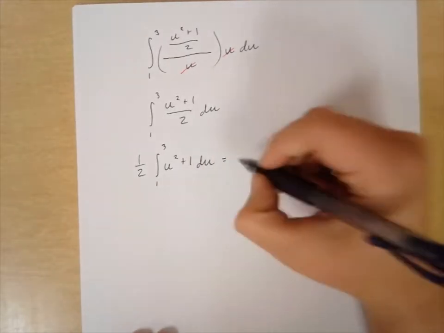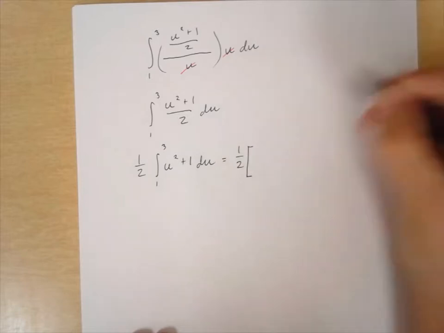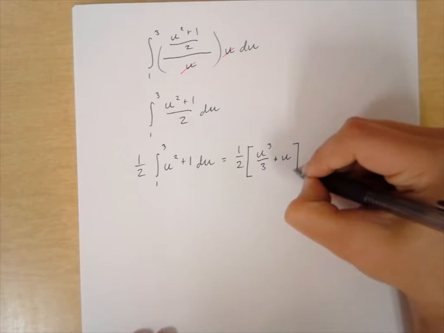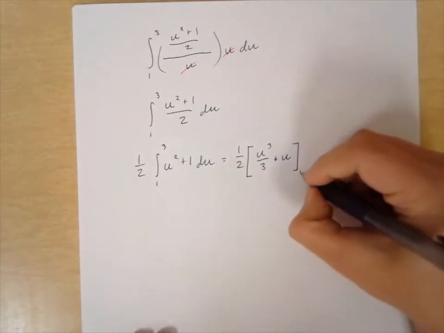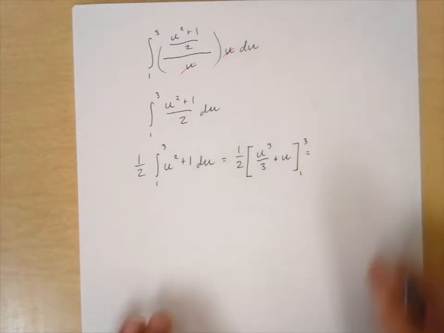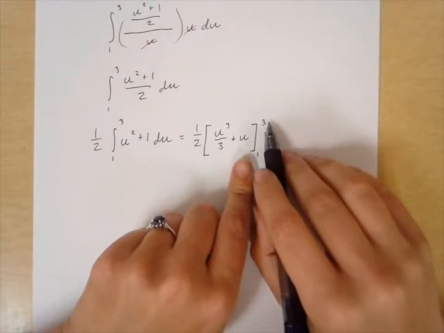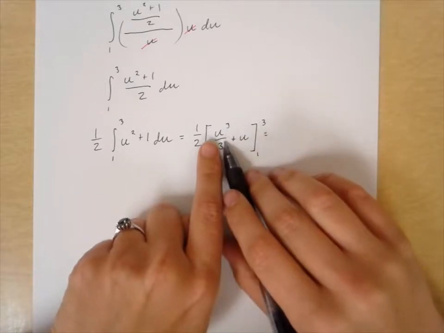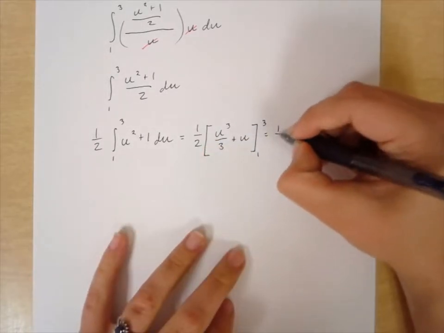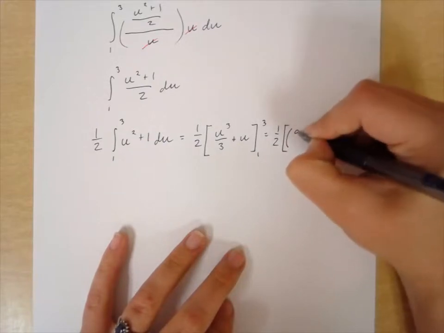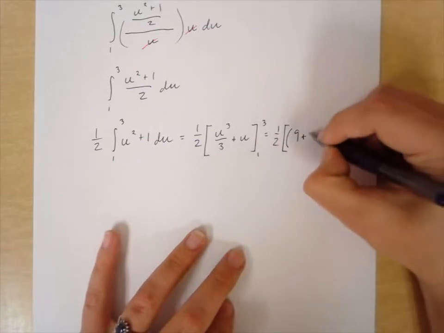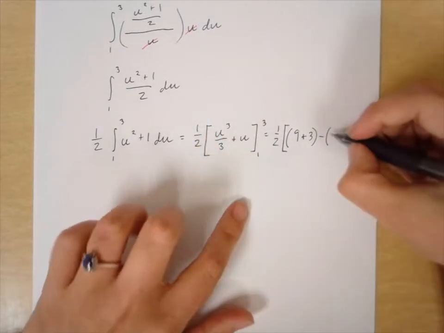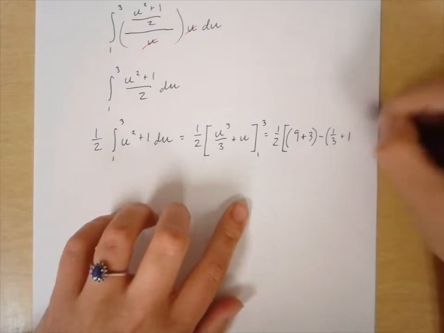When I start to take the antiderivative here, I get 1/2, and then I get u cubed over 3 plus u. And I'm evaluating that from 1 to 3. And so what I end up getting, when I put a 3 into here, 3 cubed is going to be 27. 27 over 3 is going to be 9. So I'm going to have 1/2 brackets 9 plus, and then u would just be 3, minus, if I put a 1 in here, I'd get 1/3 plus 1.